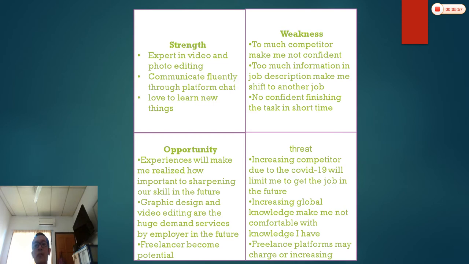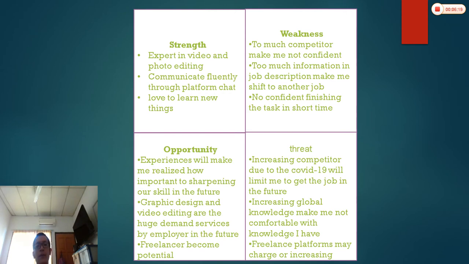Okay. Next, we move to the weakness. The third is no confidence finishing the task in a short time. Actually, I prefer my time. I prefer to do tasks over a long time. I don't like to finish the task in a short time.